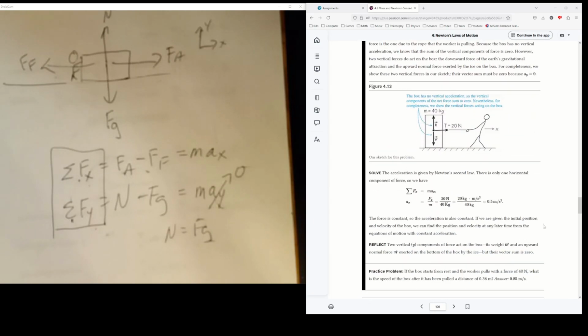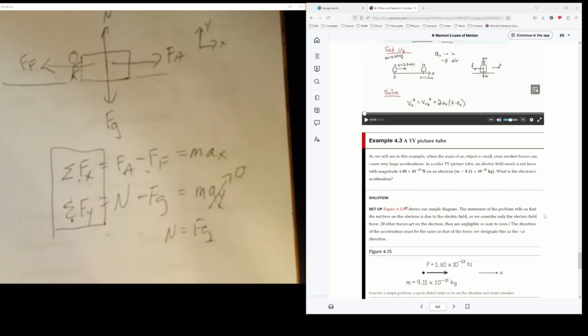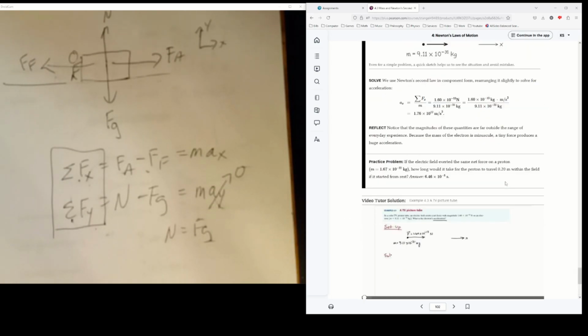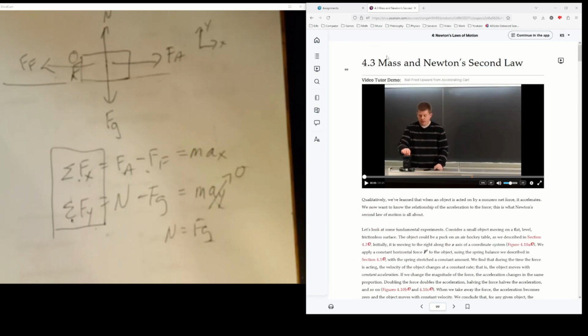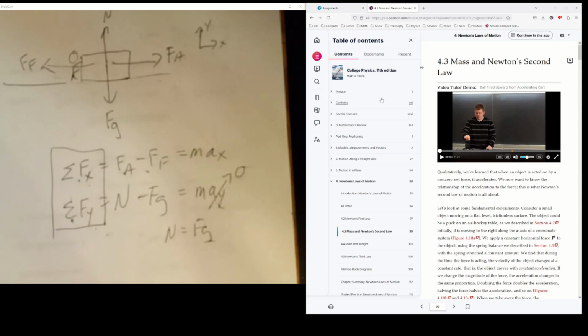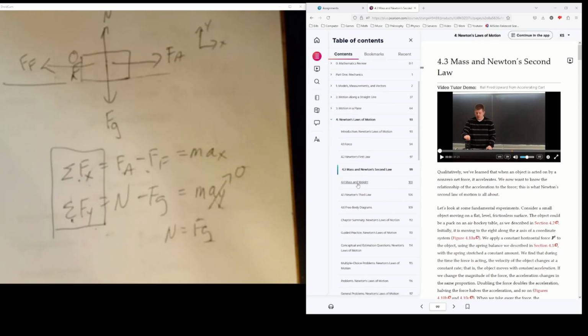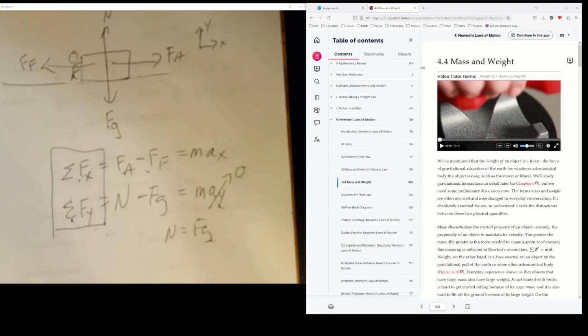And it looks like they just give some example problems here, which of course you can check out. I will check out the example problems in our homework now, but that's what's left there. And 4.4 is where we get to mass and weight.